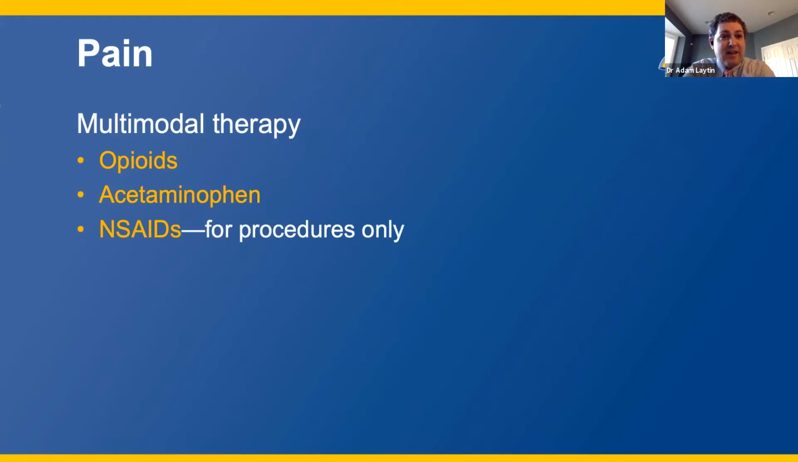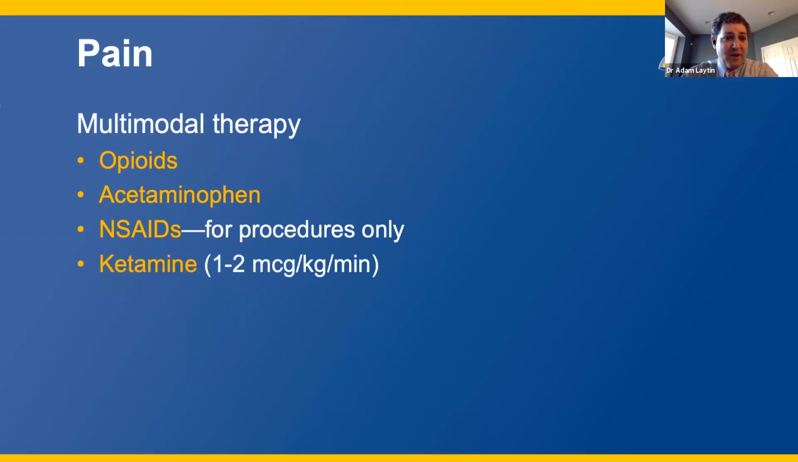We know that in high doses and for a prolonged time, NSAIDs increase the risk of ulcer formation, gastric ulcer formation, and can cause renal impairment. And so instead of continuous NSAID use for a prolonged time, really we think about NSAIDs, especially for procedural use or in the immediate postoperative period, maybe for 24 to 48 hours, but should not be an ongoing long-term medication because of those risks.